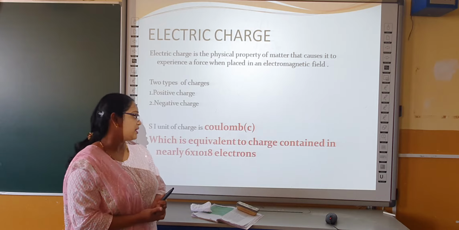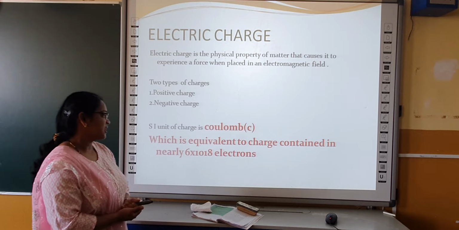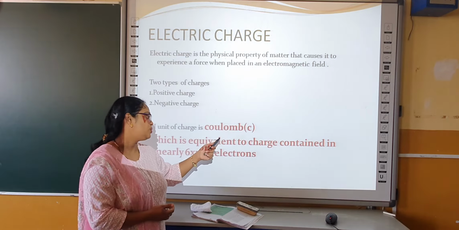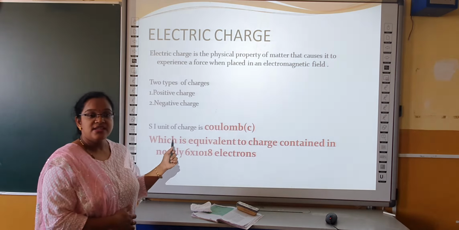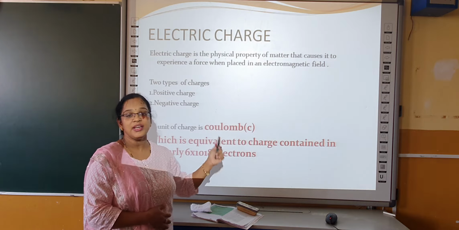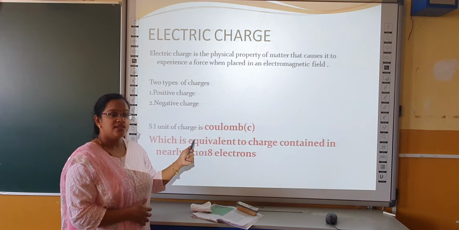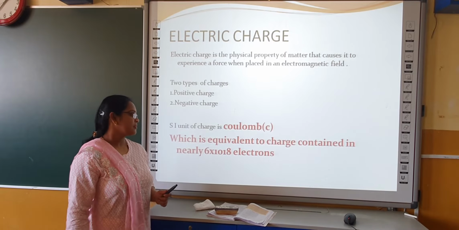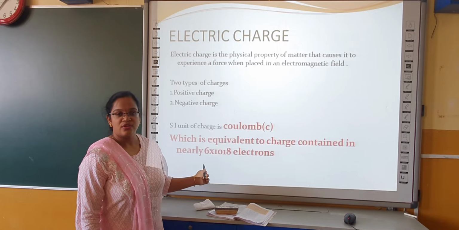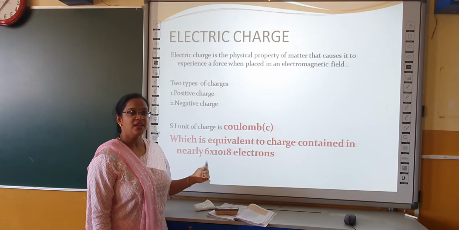These charges are measured; the SI unit of charge is called coulomb. The symbol is C. This charge is equivalent to the charge contained in nearly 6 into 10 to the power of 18 electrons. So 1 coulomb of charge contains 6 into 10 to the power of 18 electrons. And 1 electron carries 1.6 into 10 to the power of minus 19 coulomb.